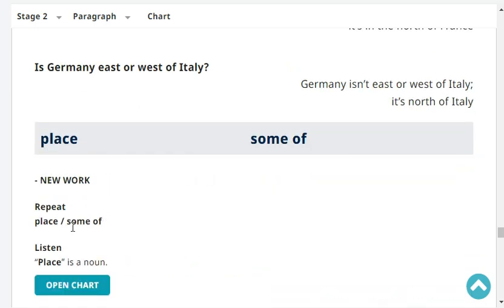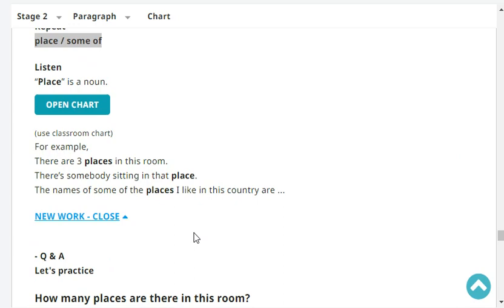Next, repeat. Place. Some of. Very good. Okay, listen. There are three places in this room. One, two, three. There's somebody sitting in that place. Another example, the names of some of the places I like in my country are Cebu, Manila, Baguio, etc.